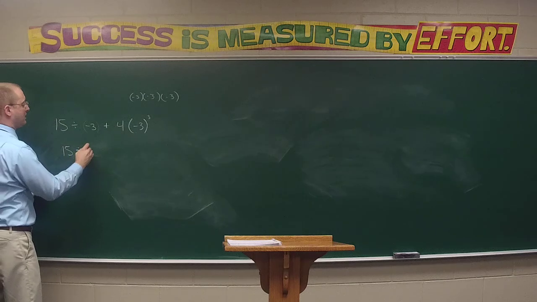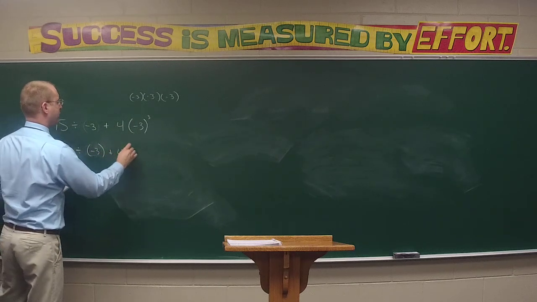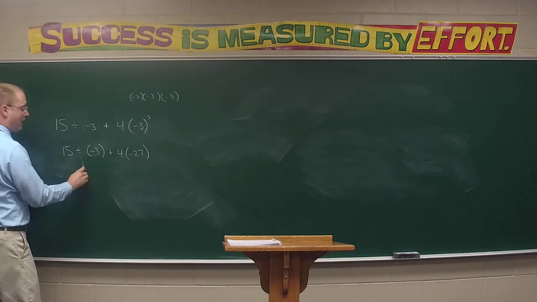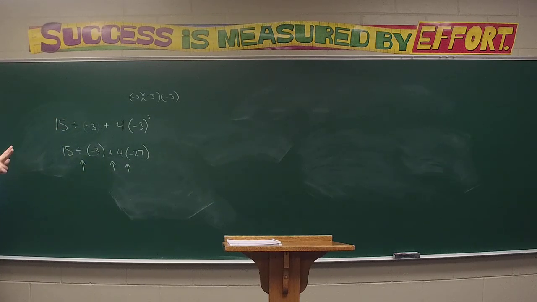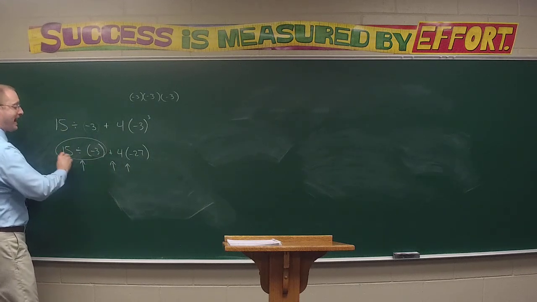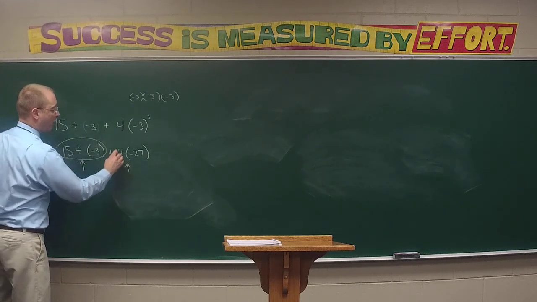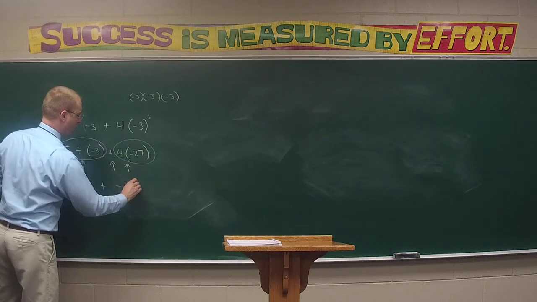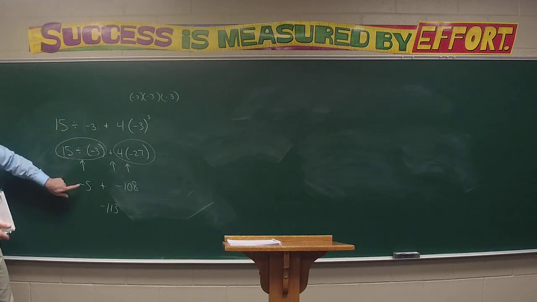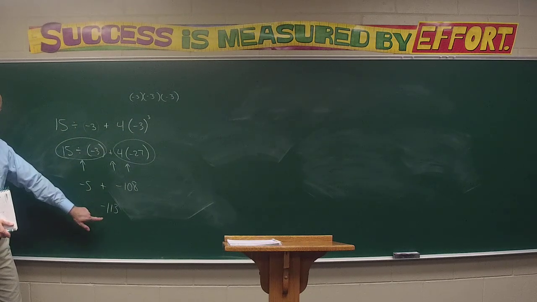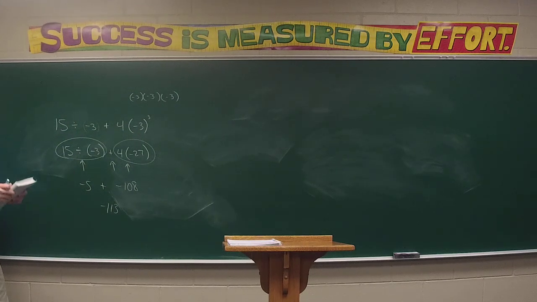So we got a 15 divided by negative 3 plus 4 times negative 27. I've got a division, an addition, and a multiplication. Two things I can do at the same time, class. Multiplication and division. Divide and multiply. When I divide here, I should get negative 5. When I multiply here, I should get negative 108. Add those to get negative 113. Now, if you lost a negative here, that might have given you a negative 103. So maybe that's what happened.